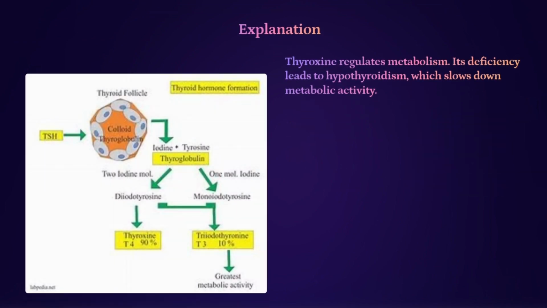Thyroxine regulates metabolism. Its deficiency leads to hypothyroidism, which slows down metabolic activity. You tell me in the comments that if excess amount of thyroxine is secreted, then it leads to what condition? Like here, less secretion causes hypothyroidism. Excess secretion causes which condition? Do let me know in the comments.